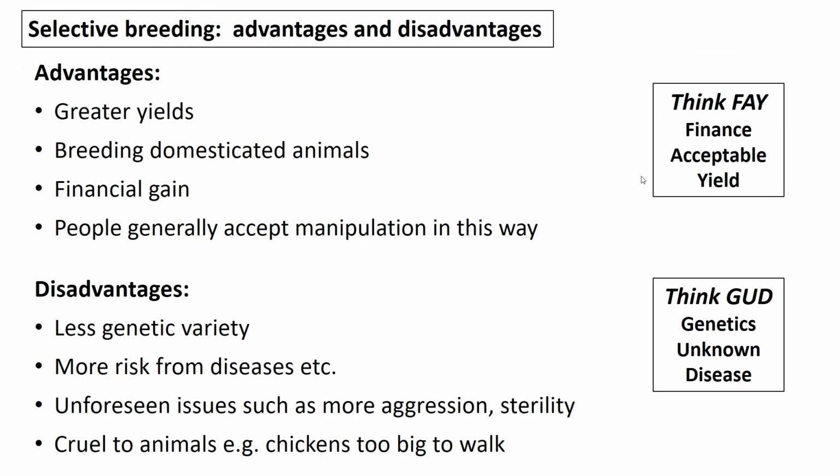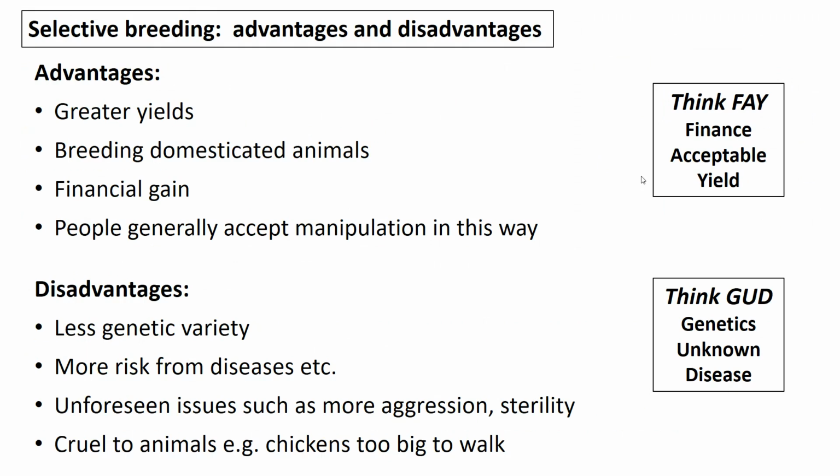Disadvantages are that there's less genetic variety. There is more risk from diseases. There can be unforeseen issues, so you might breed characteristics you don't want, like aggression or sterility. And sometimes it can be so selectively bred that it becomes cruel to the animals. So we can breed chickens so big they're unable to walk.